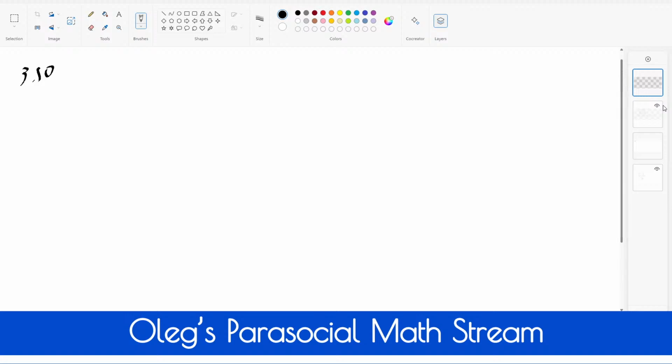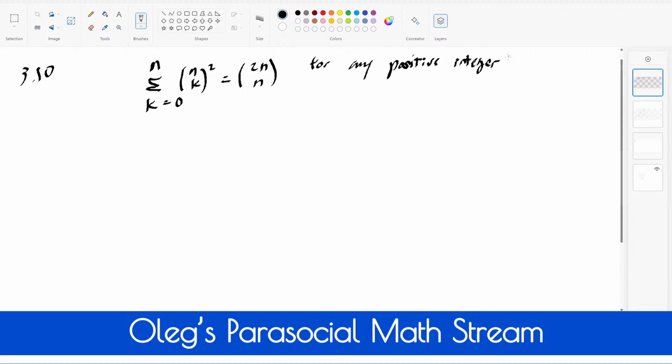Okay. Next example, prove: the sum from k equals 0 to n of n choose k, squared, is equal to 2n choose n, for any positive integer n.